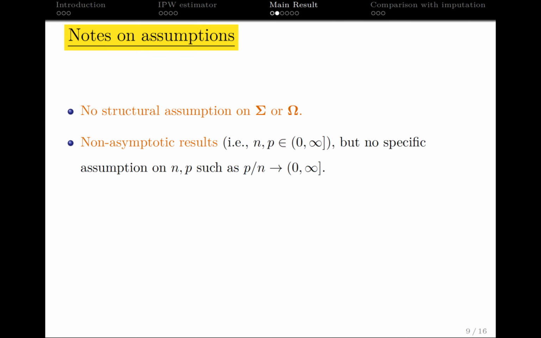Also, the rate is derived in a non-asymptotic sense, so the sample size and dimension can go to infinity, but we don't assume any specific ratio between them.